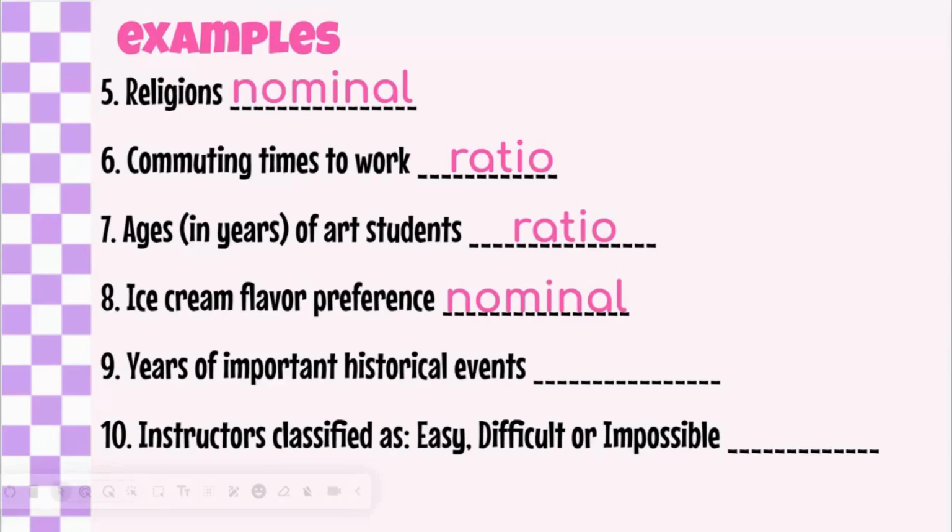Number 9 is a little tricky. It says the years of important historical events. So we first have to figure out that even though it's a number, a year is an identifier. A year is not quantitative here. So the year is qualitative. We only have two options for qualitative. Is it nominal or is it ordinal? Since years can be put in order, this is going to be ordinal. And then lastly, instructors classified as easy, difficult, or impossible will also be ordinal.